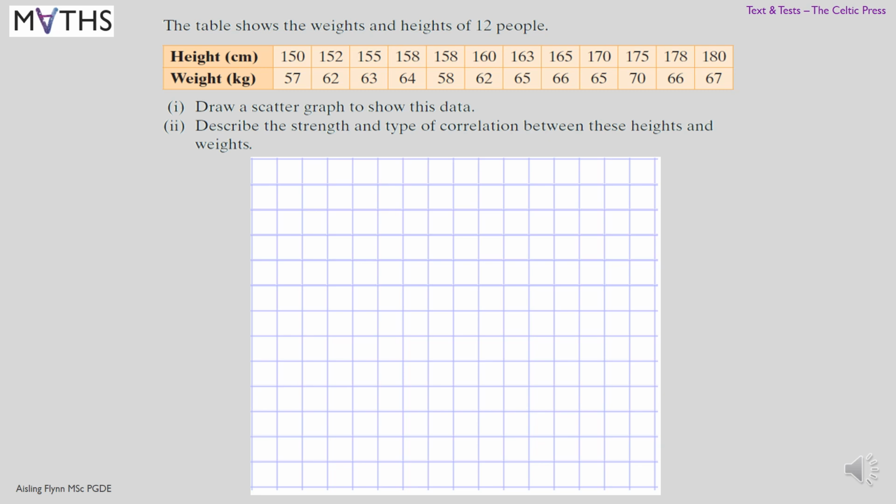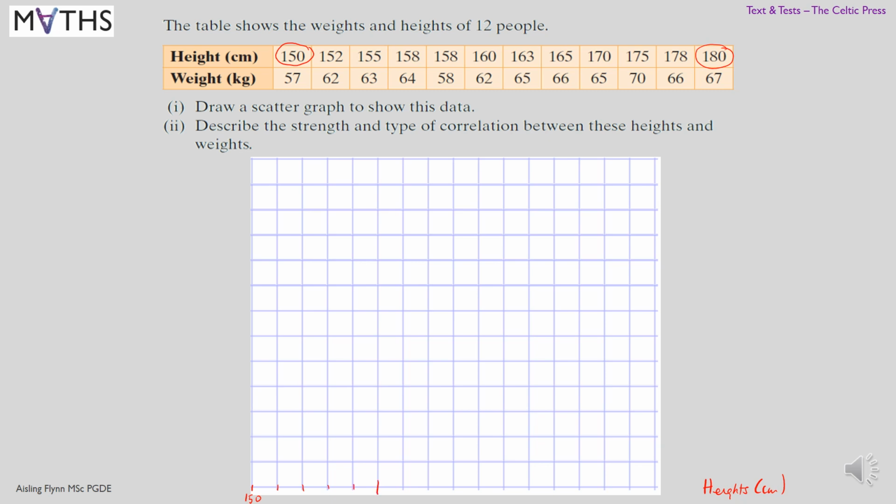Okay, so an example here. The table shows the weights and heights of 12 people, and we're asked to draw a scatter graph to show this data. Describe the strength and type of correlation between these heights and weights. So I'm going to put along the bottom of my graph heights in centimeters. I'm going to use the grid here as my axis. Firstly, I'm going to examine the numbers. The smallest height is 150 and the largest height is 180. So looking at my grid here, I'm going to start at 150, and yes, I think it will fit.